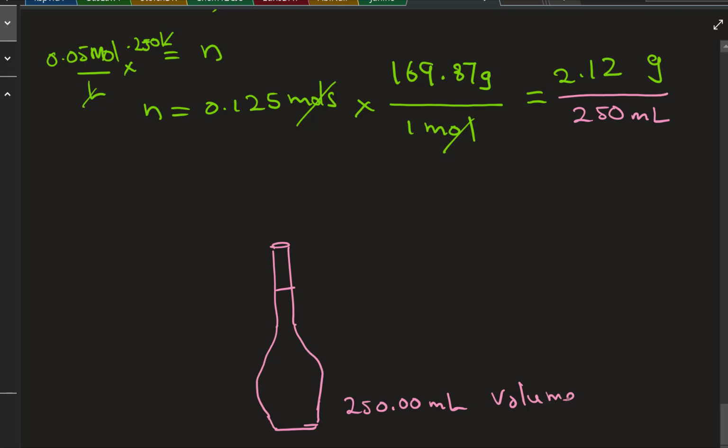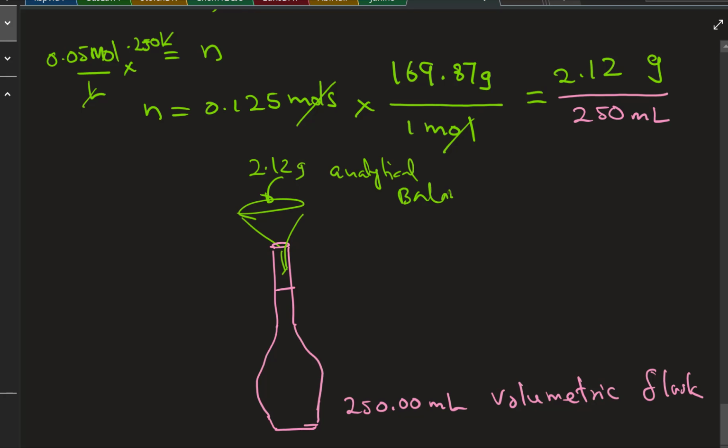take a 250.00 milliliter volumetric flask. That's a precise one. Volumetric flasks are precise. Then you put a funnel on top of it and then measure the 2.12 grams using an analytical balance. It actually measures to 2.1200, right? And you put it in and add distilled water, roughly about half or two-thirds. Then shake it, swirl it, right? And let it acclimatize. That means it could be warm or cold.